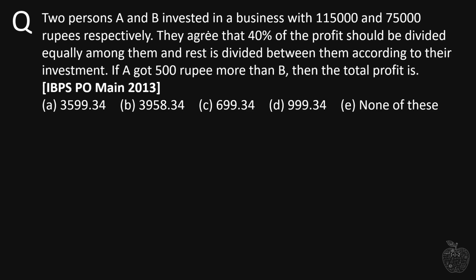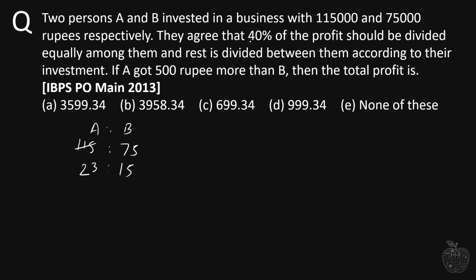Okay, so from the first statement we get the ratio of their investment. A and B invested 1,15,000 and 75,000 respectively. So I can say that it is 115 is to 75, or I can say that 5 2s are 10, 5 3s are 15, and 5 15s are 75. So we have got the ratio of the investment of A and B, which is 23 is to 15.